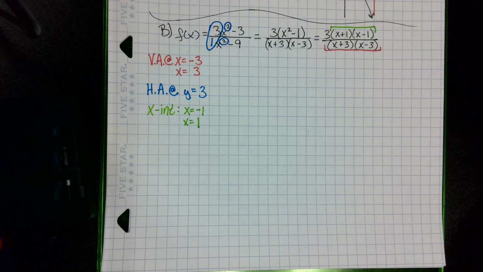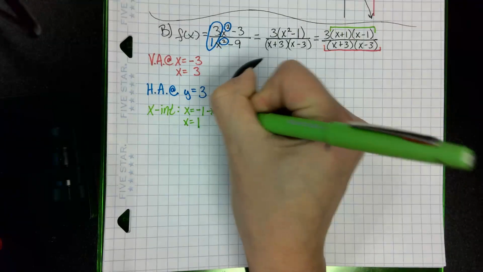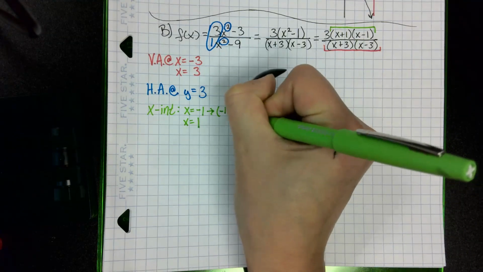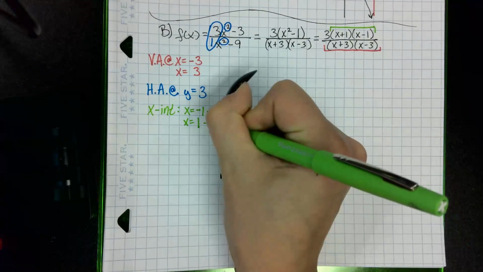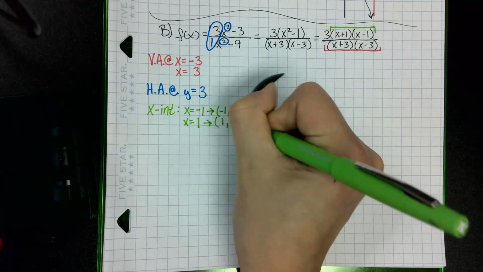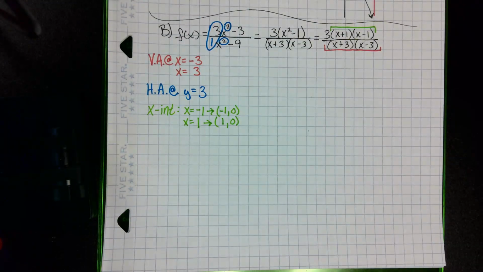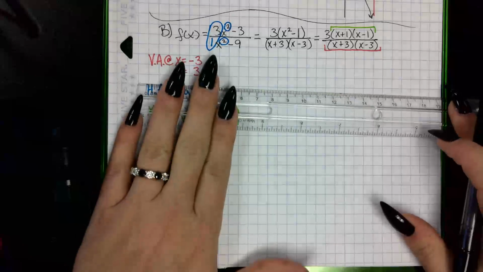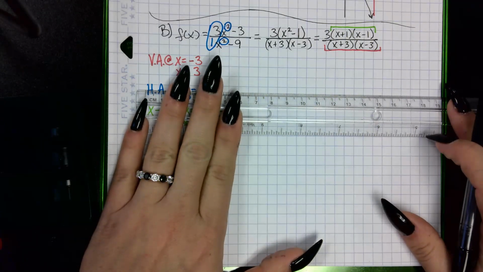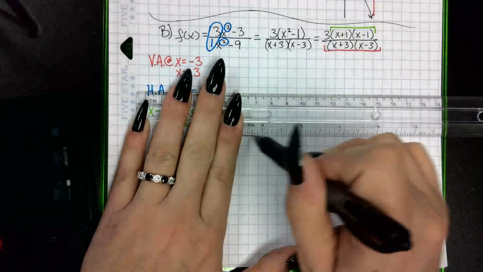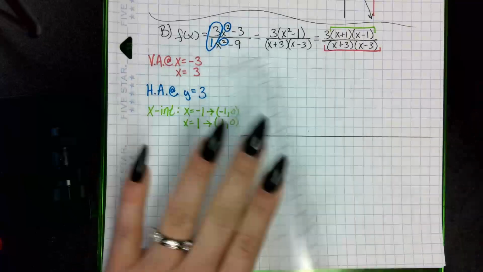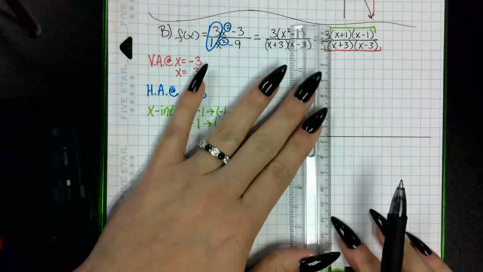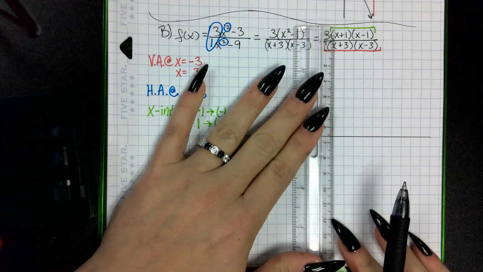But these are points, not lines, so I'm going to write this as a point. The point, negative 1, comma 0. The point, 1, comma 0. All right, I've done the 3 steps, so then I'm going to start my graph. So I can figure out where my test points are going to be when I'm ready to graph.